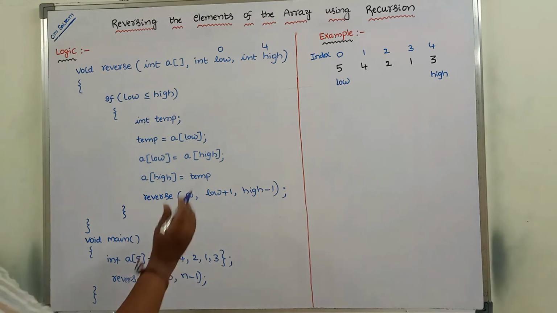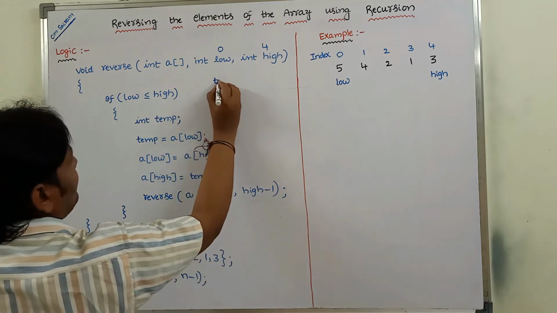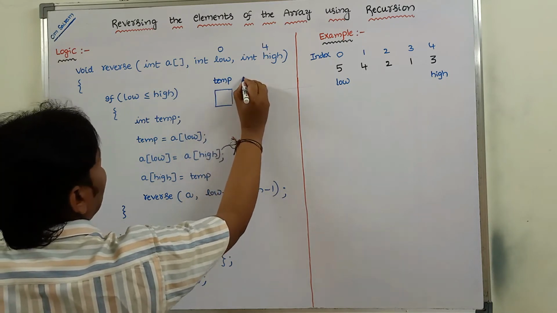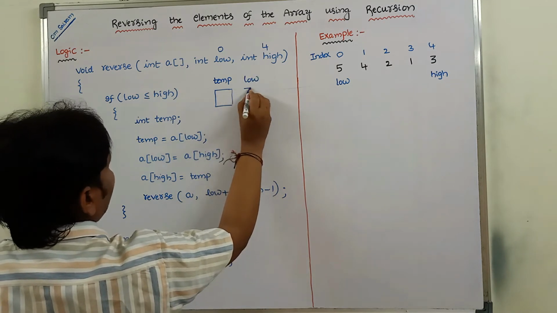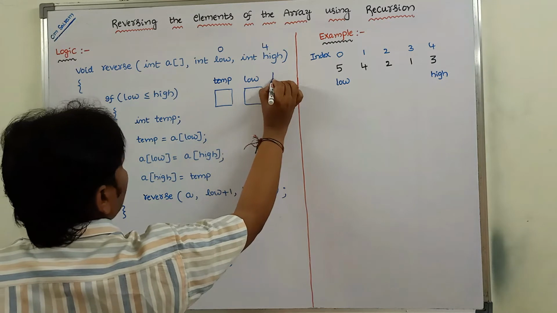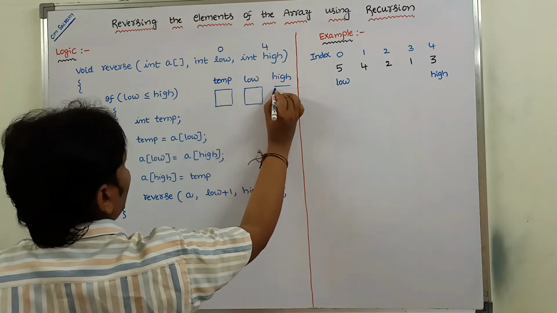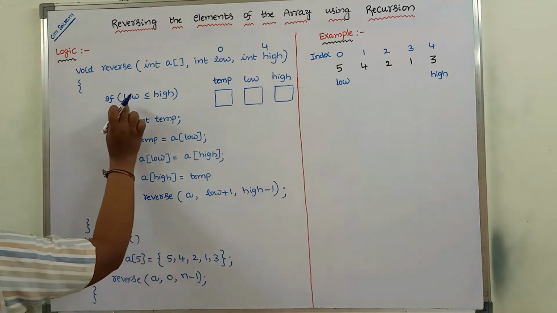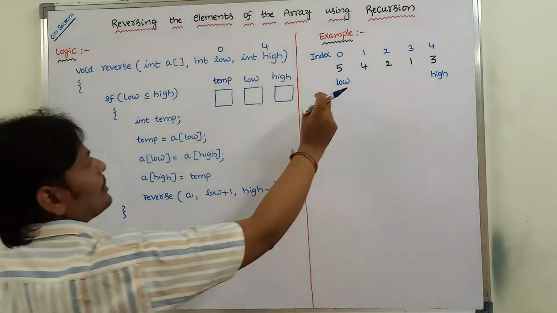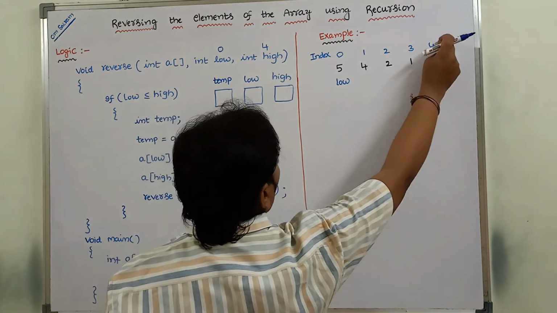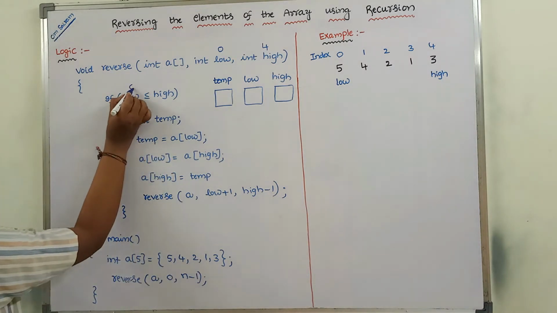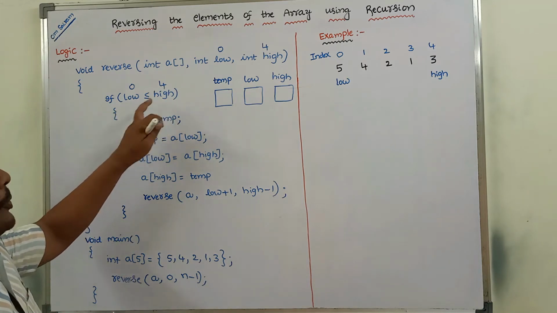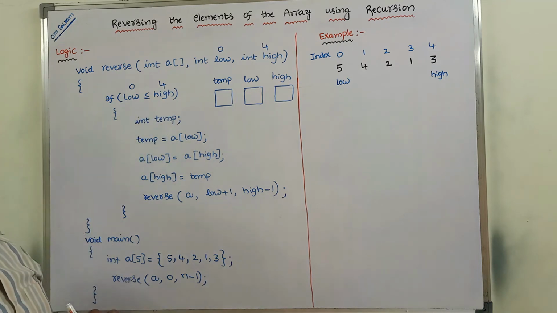Next one, here I am taking three variables. This is the temp variable, and this is the low value, that is 0, and this is the high value, that is 4. Okay, first one, if low less than or equal to high. What is low value? Index 0. What is high value index? That is 4. So 0 less than or equal to 4. Condition true. If this condition is true, then the control goes to the body of the if block.